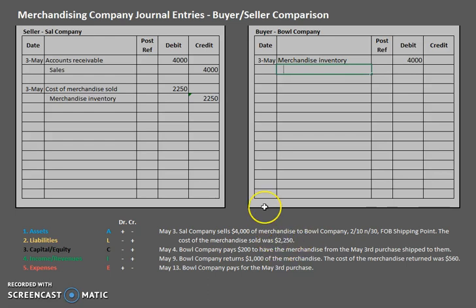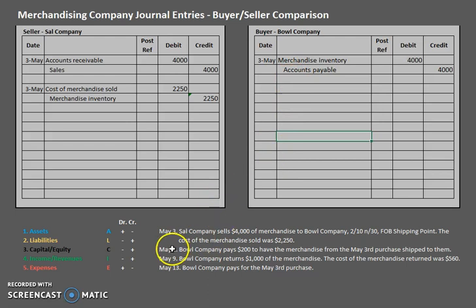Keep in mind the buyer does not know about this $2,250. You don't know how much Amazon pays for the goods that you're receiving from them. So the buyer would only know about this $4,000 sales price. And the second piece, if they're not paying now, they're paying later. So that would be accounts payable, something we owe. That's actually it for the buyer. The buyer is generally a little bit easier than the seller.